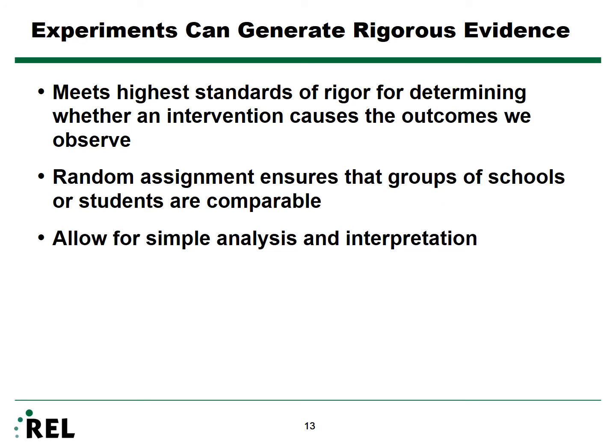Randomly assigning students or schools to the different program groups ensures that any underlying differences are distributed evenly across these groups. Once we know that the groups are similar at baseline, we can use very simple analyses to measure the effect of the new program. We simply compare the post-program outcomes for the two groups.